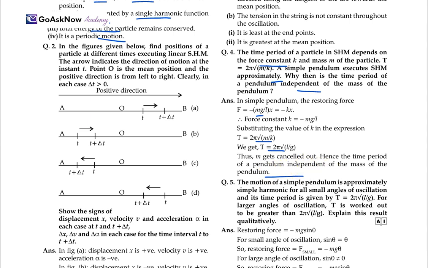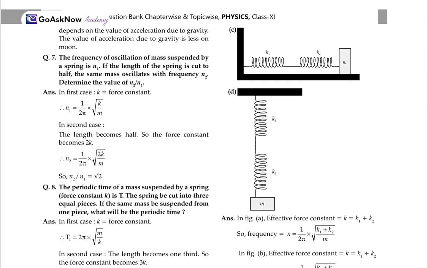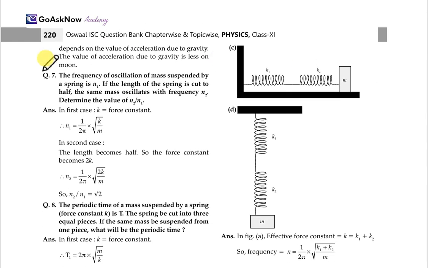Here it is proved. Now, the frequency of an oscillating mass on a spring is n1, and if the length of the spring is cut in half, the mass oscillates with frequency n2. Determine the value of n2 upon n1.